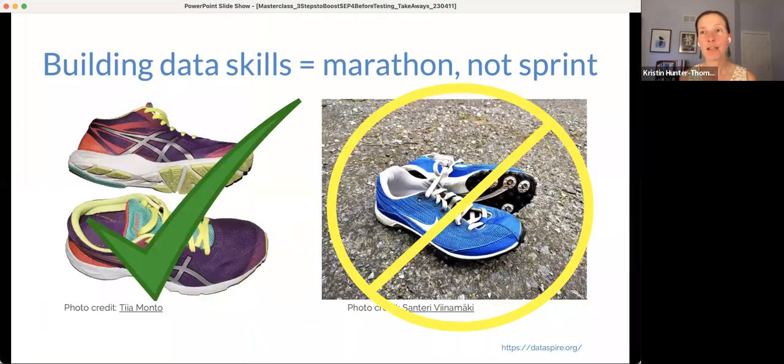And just remember, helping our students build these data skills, it's a marathon, not a sprint. You're doing awesome, but make sure you've got your running shoes on, not your track spikes, because it's a long haul and we're all in it together and we're going to get our students there.